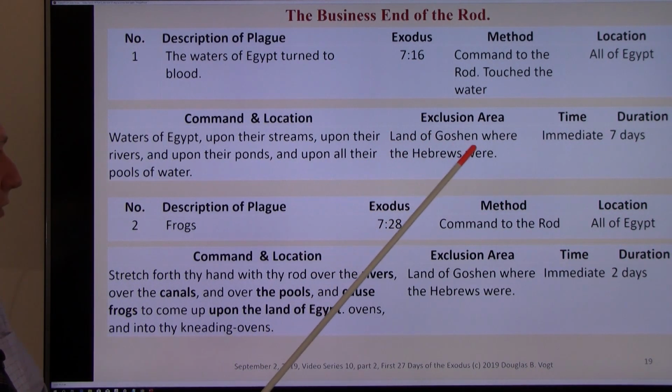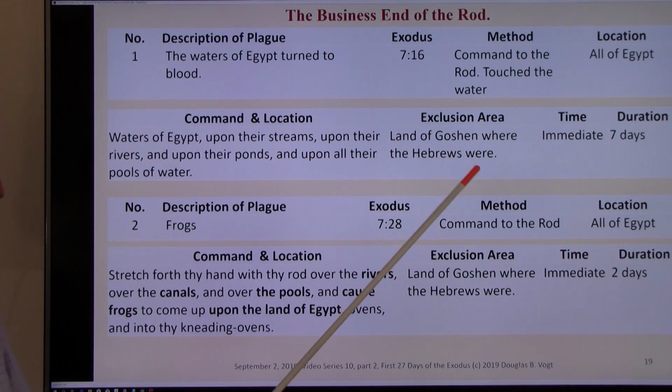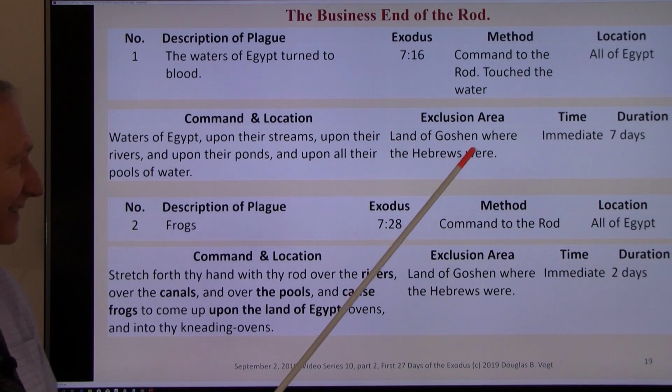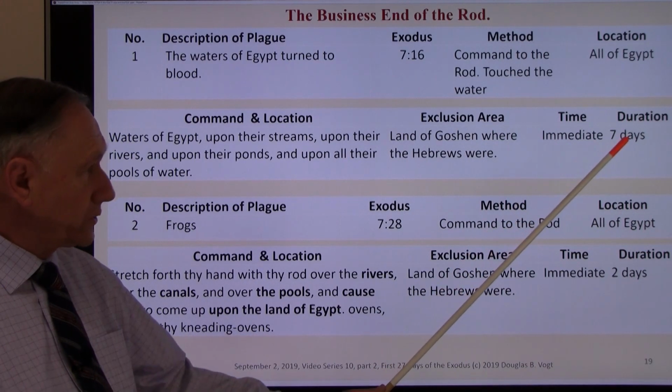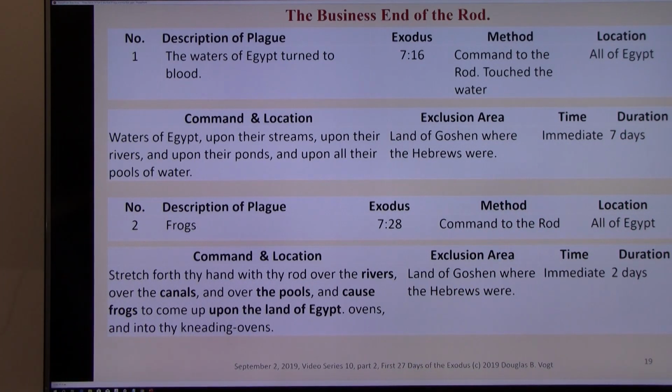Exclusion area, land of Goshen where the Hebrews were. Every time it's that. Time period when it happens, immediate. Duration, 7 days.